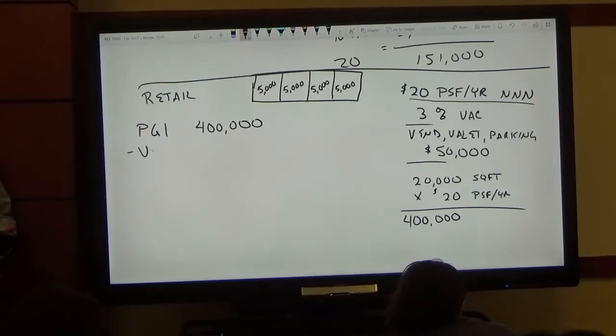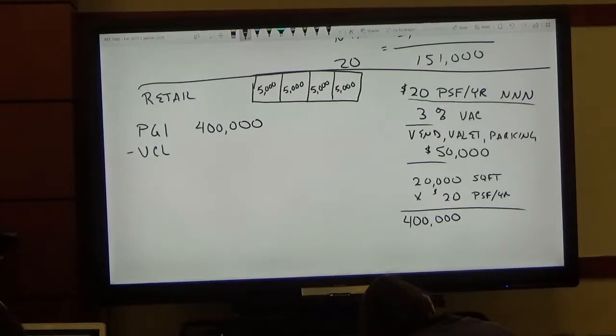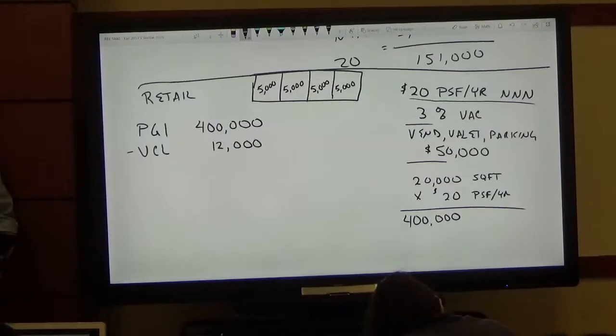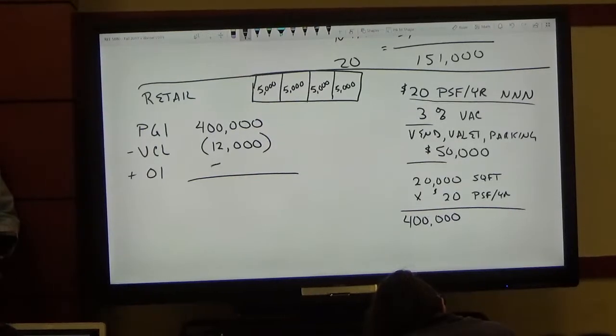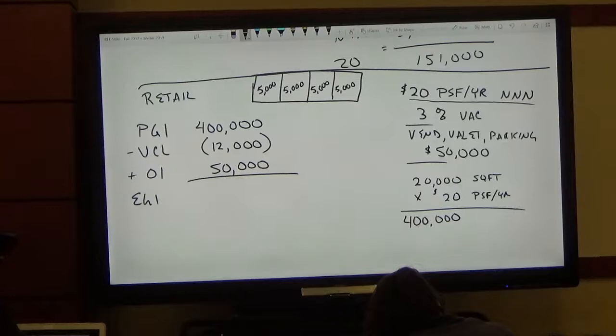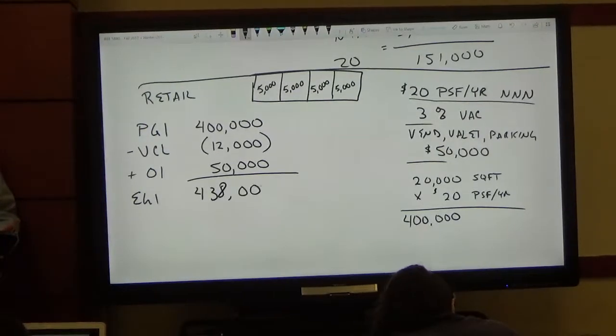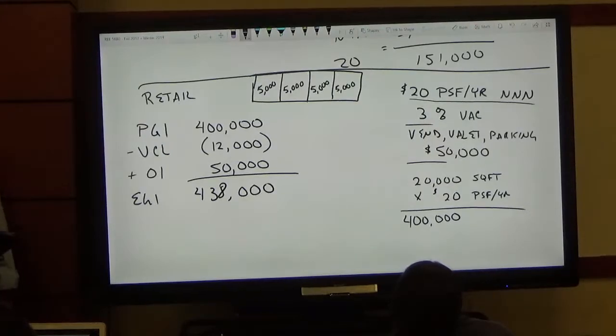All right, now our vacancies and collection losses, what we've said is 3% of that. So that's going to be $12,000. Okay, and our other income for our overpriced parking is going to be 50,000. All right, and then that's going to leave us with our effective gross income, $438,000. Okay, everybody good?